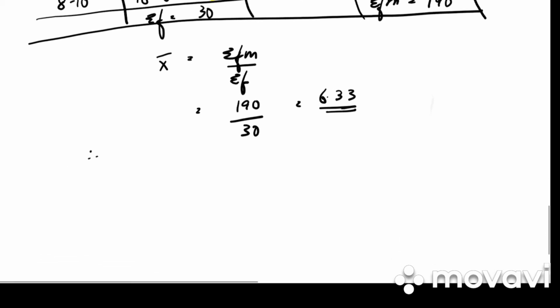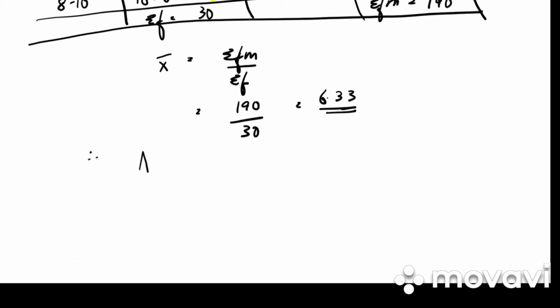Therefore, arithmetic mean is equal to 6.33. Clear? Write down the next side heading.